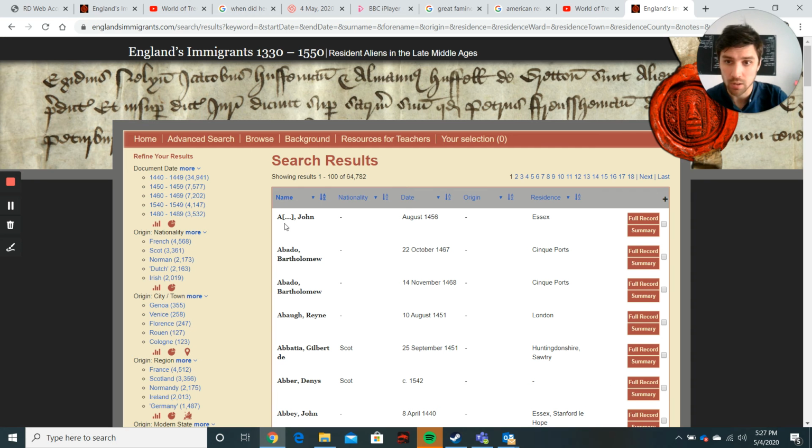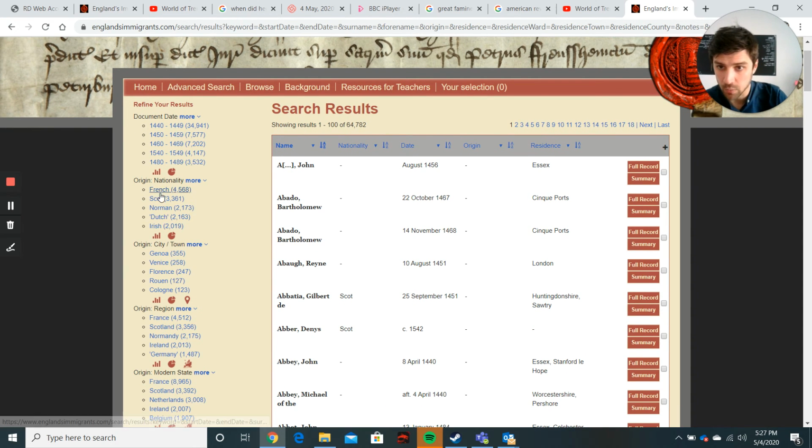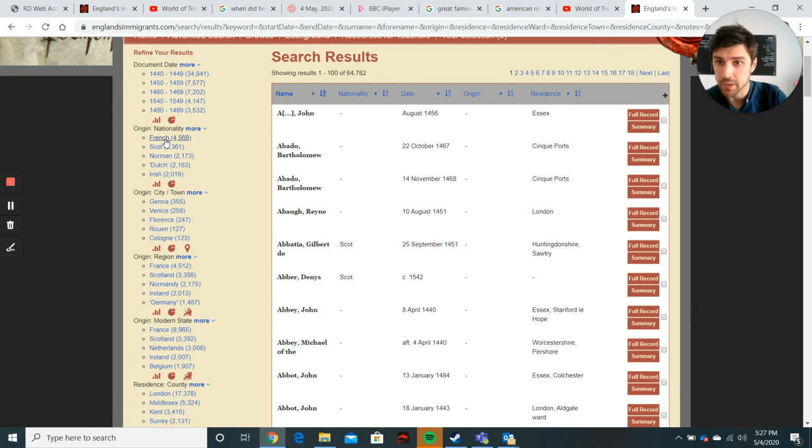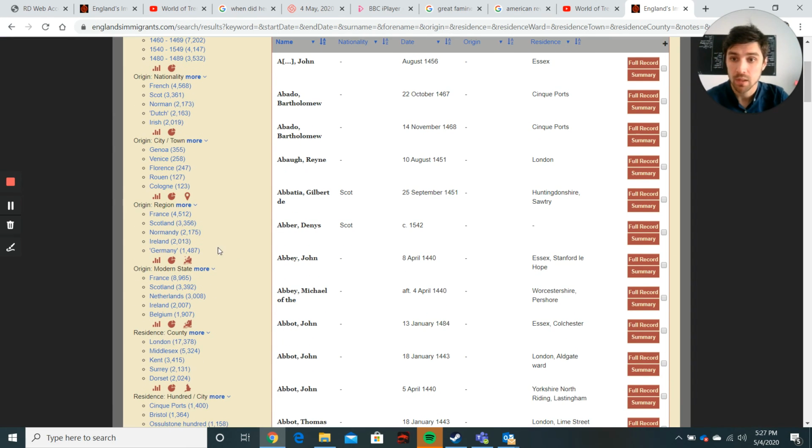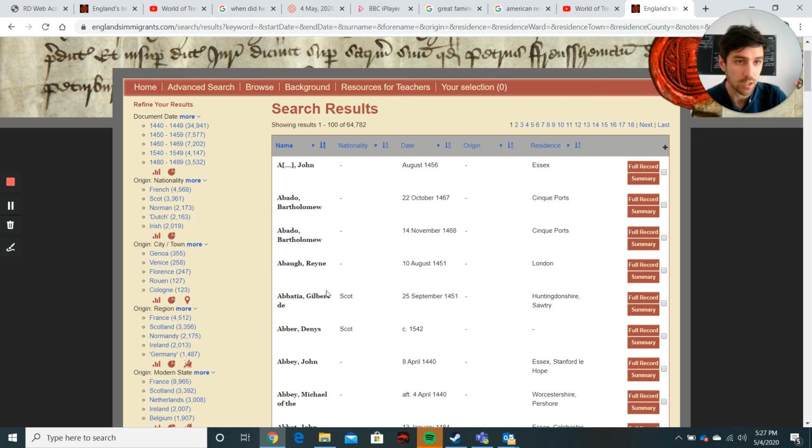So if you look on here, you'll see with all of these filters that I can apply, I can look at loads of different places. So for example, these top ones, French, so people from France. Norman, that again means France. Dutch, so people from the Netherlands or Ireland. Genoa, Venice, Florence, those are all in Italy. Rouen, that's in France. These are all cities. Cologne is in Germany, and so on and so on. All of these here, these are places in England, so ignore those. But clearly, there's lots of different countries here.